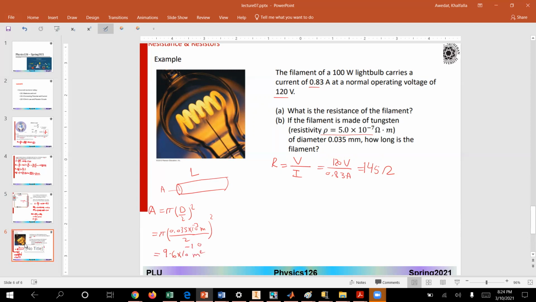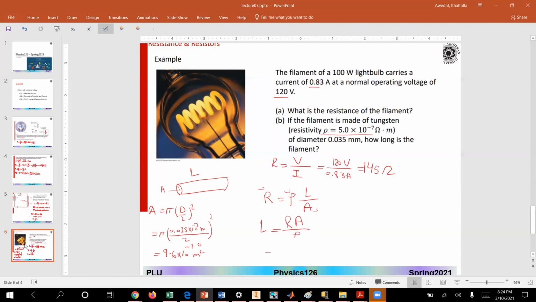What equation do we need? We know how to find the resistance as a function of the resistivity times the length divided by area. So from here, I have rho, I have R, and from A, I have A, I just calculate. So I can solve for my L as a function of that. It will be R times A divided by rho.